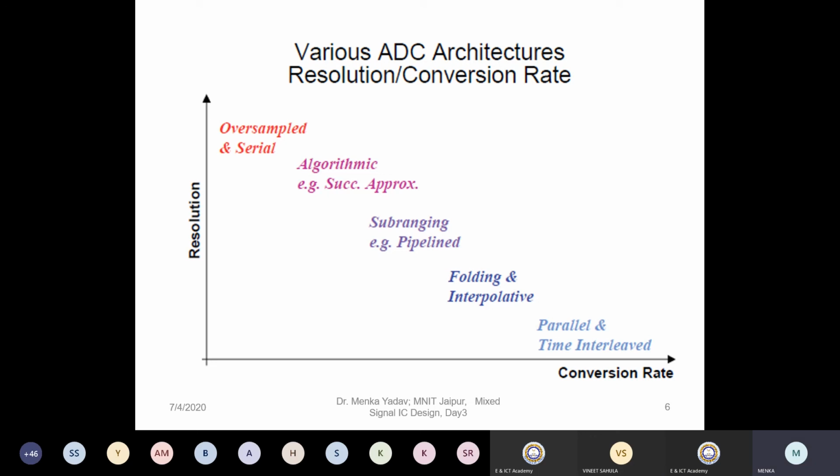This slide number 6 is showing the various ADC architectures and resolution and the conversion rate. Resolution means how minimum possible this LSB you can say. So for example, there is 1 volt V reference or V maximum and ground is 0.